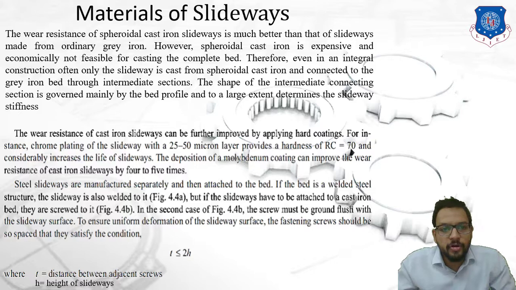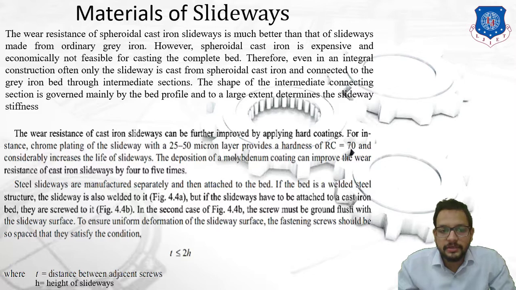You have to remember the thickness of the chrome plating layer, that is 25 to 50 micron. And how much hardness is it going to provide? 70. We know this from the Brinell hardness test, BHN, it is denoted in that. The deposition of a molybdenum coating can improve the wear resistance of cast iron slideways by up to 4 to 5 times. So we can even apply a molybdenum coating on our slideway surface to improve its hardness, that is, wear resistance.